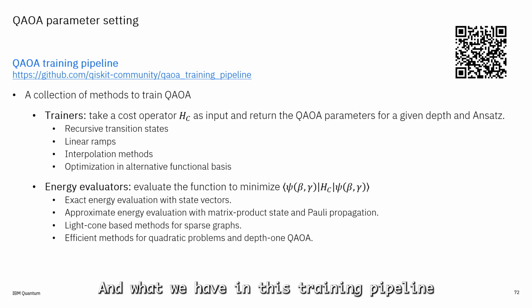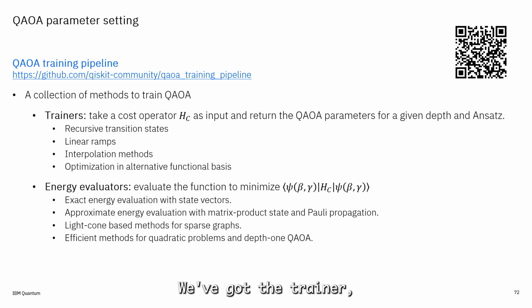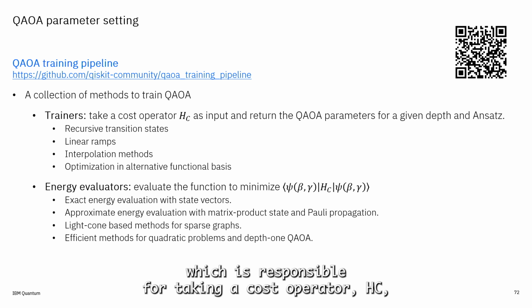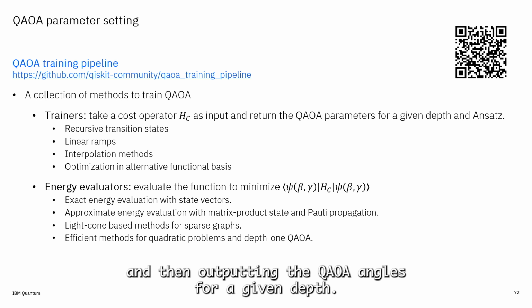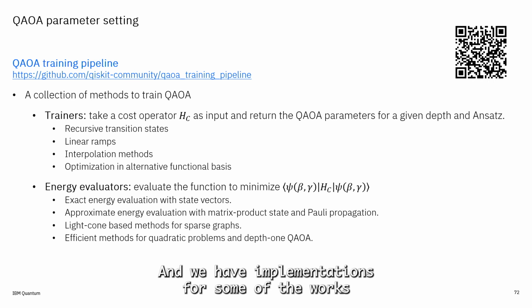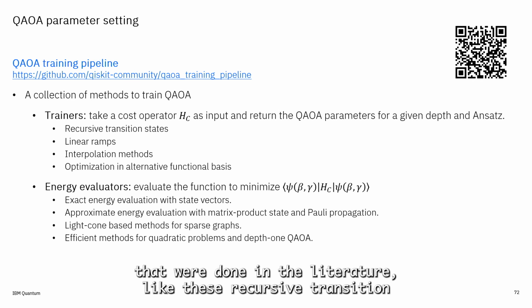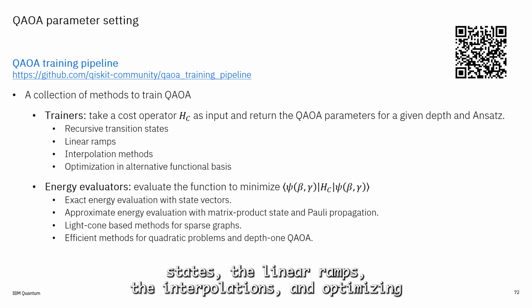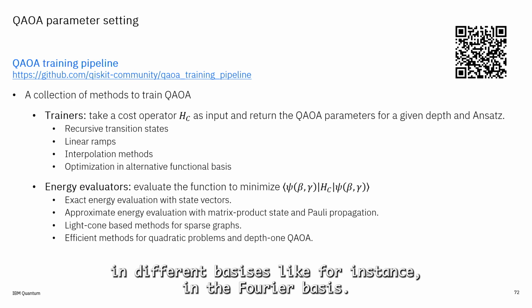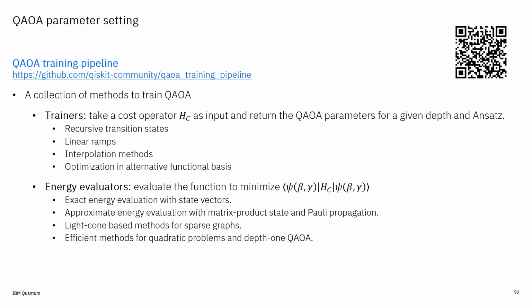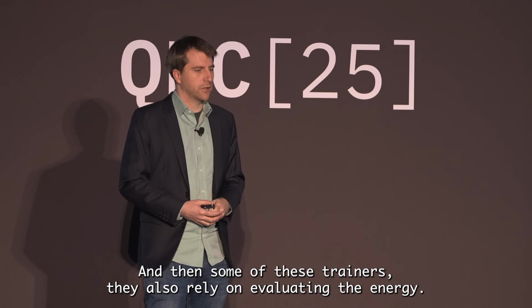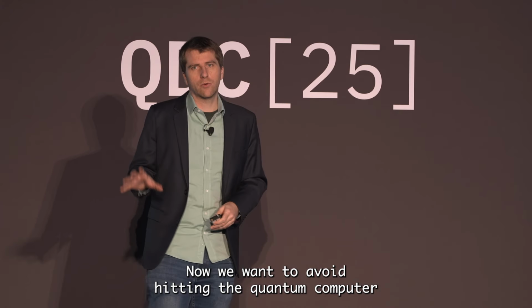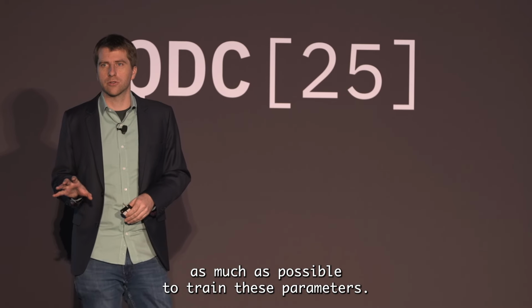And what we have in this training pipeline is basically two classes in here. We've got the trainer, which is responsible for taking a cost operator, HC, and then outputting the QAOA angles for a given depth. And we have implementations for some of the works that were done in the literature, like these recursive transition states, the linear ramps, the interpolations, and optimizing in different bases, like for instance in the Fourier basis. And then some of these trainers also rely on evaluating the energy. Now we want to avoid hitting the quantum computer as much as possible to train these parameters.